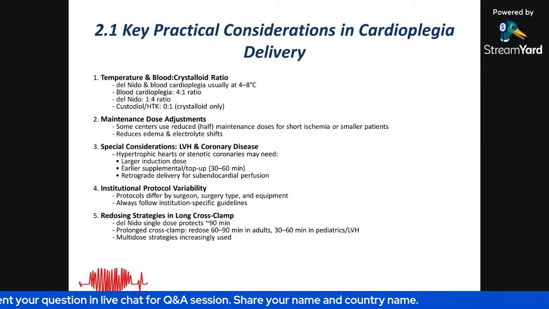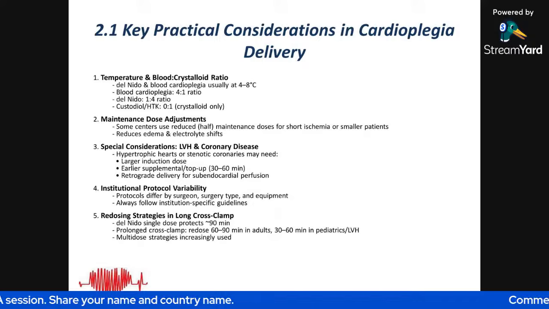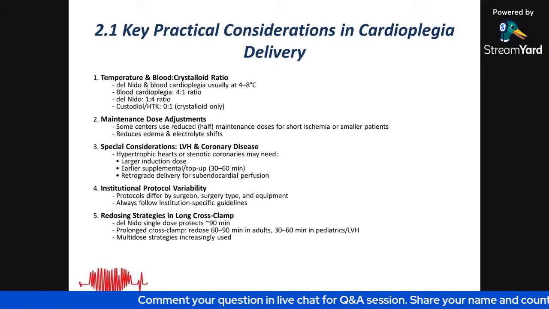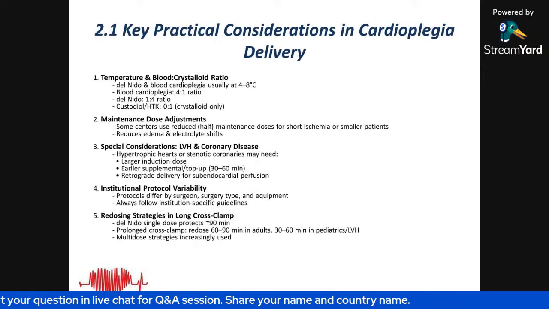Number 4 is institutional protocol variability. This protocol differs by surgeon, surgery type actually, and equipment, and it's better for us to always follow the institution-specific guideline.